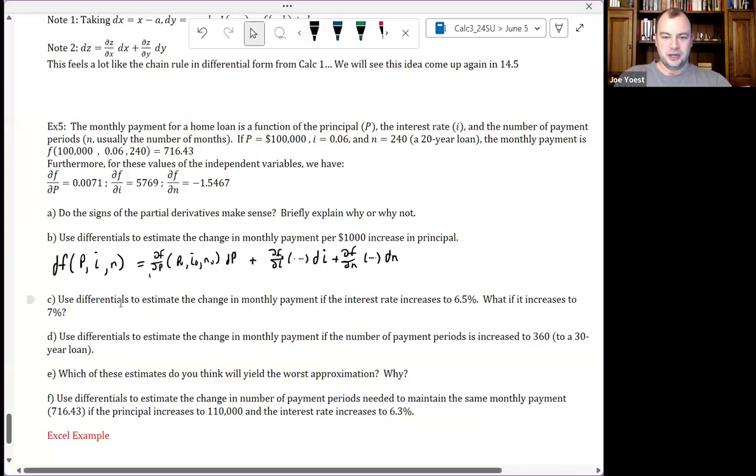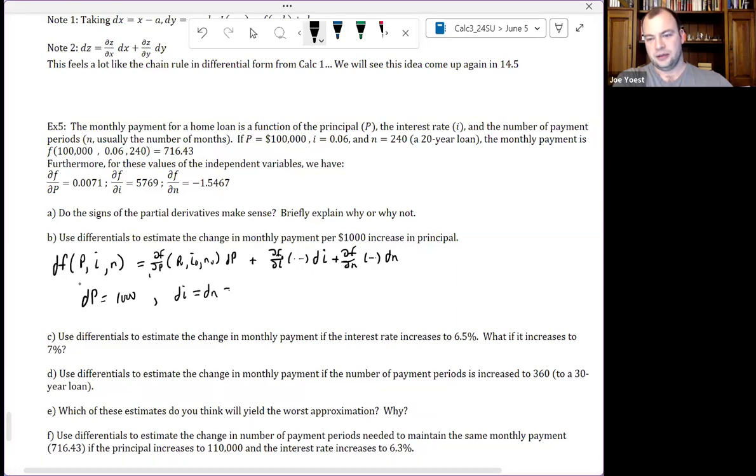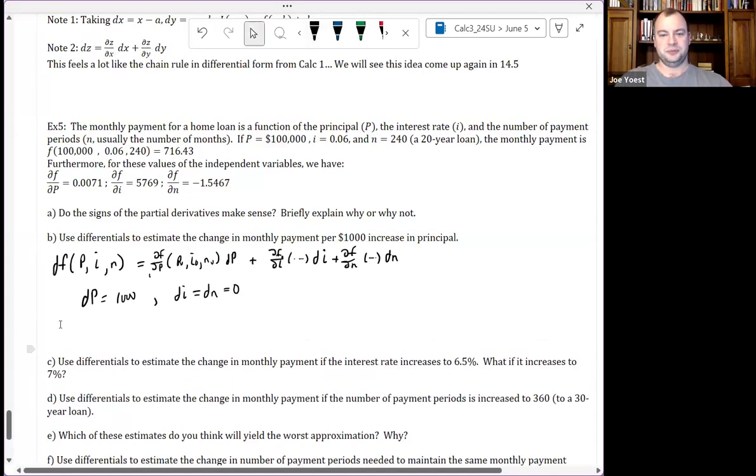So for part B here, a $1,000 increase in principal, dP equals $1,000, but dI and dN are zero. I'm not changing the interest rate or the term at all, just the principal. How does that change the monthly payment? So this is an approximate change in the monthly payment.